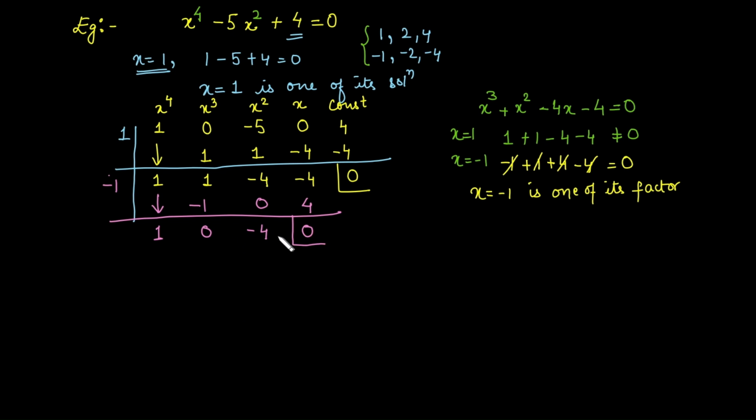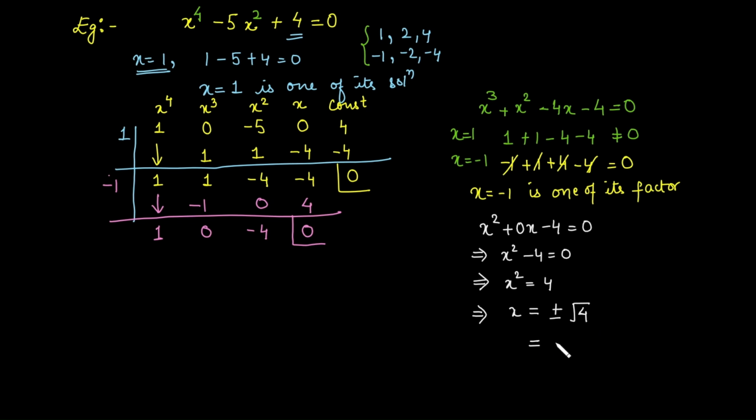Now we get the quadratic equation. So from here the quadratic equation is x square plus 0x minus 4 is equal to 0. So we have x square minus 4 is equal to 0. We can also write it as x square is equal to 4. Take square root on both sides. Whenever we take a square root, automatically we get the plus minus form. So root of 4 is 2. So we have the two values plus minus 2.